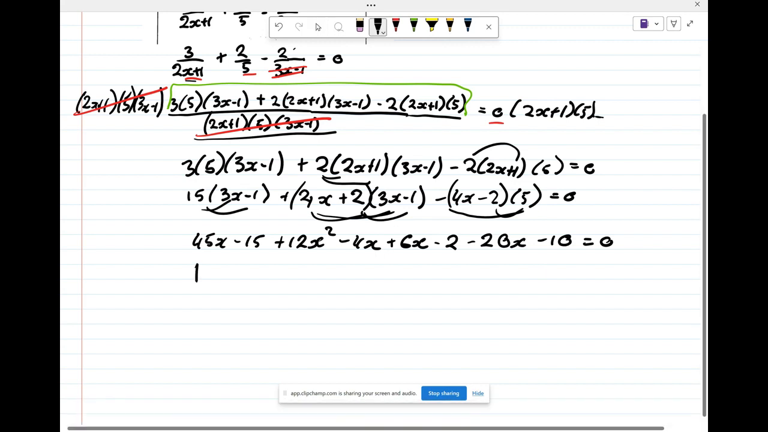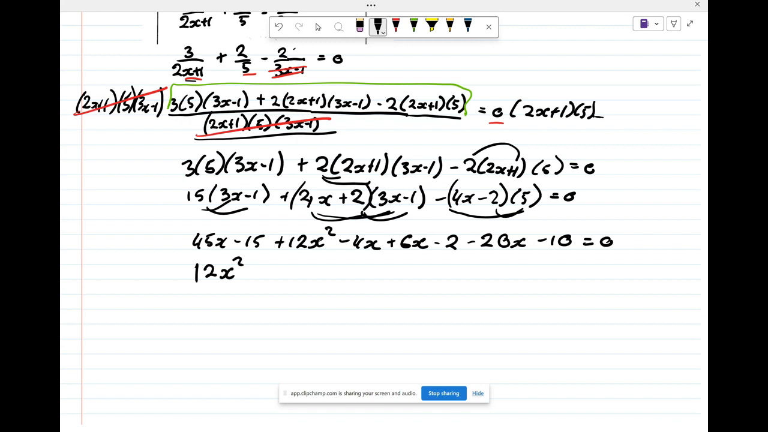So let's do that. So let's start with our 12x squared. That's great. That's our only x squared. So we'll move on then to our x's. So we're going to add 45x to that. Then we're going to add minus 4x. And then we're going to add 6x. And we're going to take away 20x. Moving on to our constants then, we're going to have minus 15, minus 2, and minus 10. And all that's equal to 0.